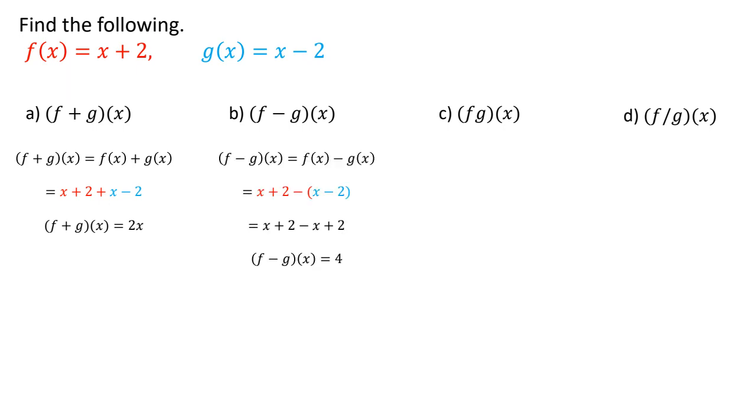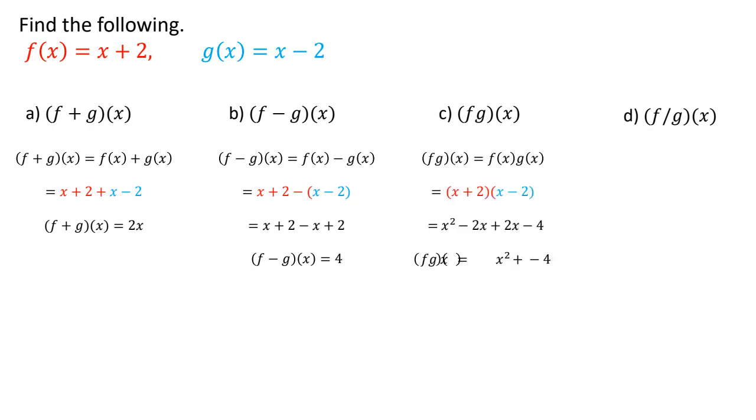Subtraction. We have f of x is x plus 2 minus, don't forget the parentheses here, x minus 2. So if we distribute the negative, we get negative x. Negative negative is positive 2. So x minus x is 0, and 2 plus 2 is 4.